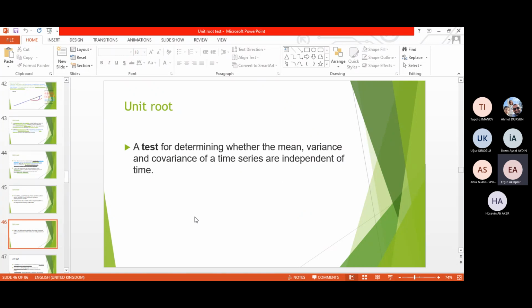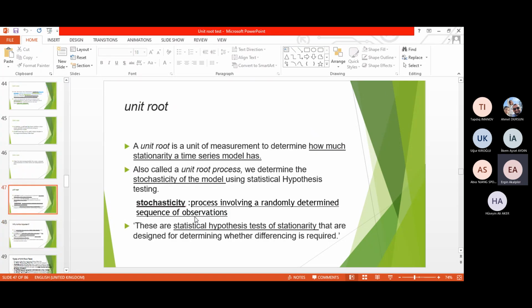A test for determining whether the mean, variance and covariance of a time series are independent of time is going to be estimated. And the unit root is a unit of measurement to determine how much stationarity a time series model has. Also called a unit root process, we determine the stochasticity of the model using statistical hypothesis testing. Stochasticity is a process involving a randomly determined sequence of observations. As you are understanding, this is a process of determining the sequences in the observation.